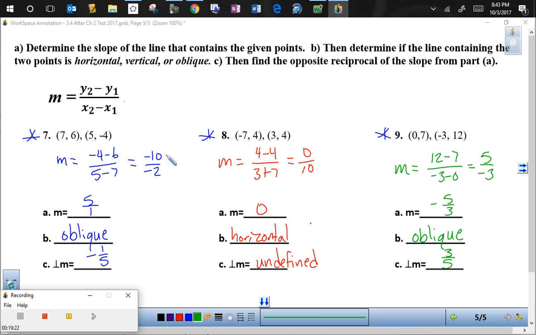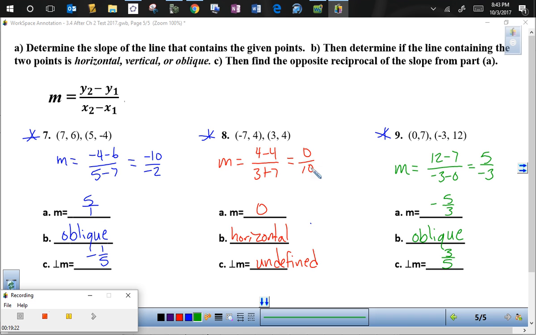For the first one, we got negative 10 over negative 2. That reduces to a positive 5. Again, we like to write it 5 divided by 1 so that we can see that rise over run action there. It is an oblique line because there weren't zeros. Opposite reciprocal becomes a negative 1 divided by 5. Now, number 8 was a little difficult because that 0 did show up.